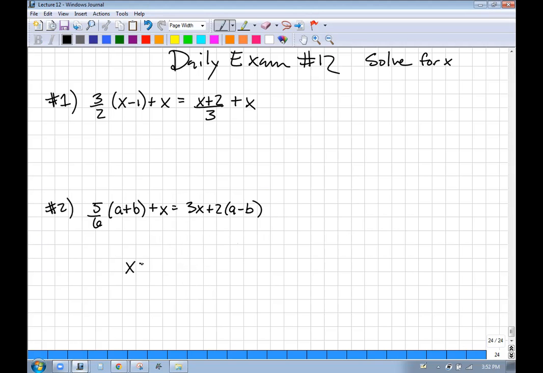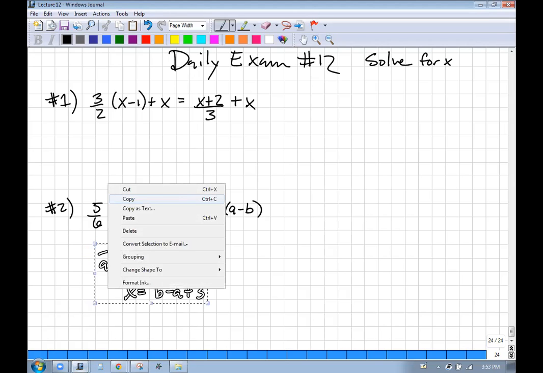Let me give you an example. If I had x plus a equals b plus 3, I would subtract a from both sides and get x equals b minus a plus 3. That would be the answer. We just don't know what b and a are. So basically you want to get rid of the fractions, consolidate your x's, and then throw everything else to the other side of the equation. Does that make sense?